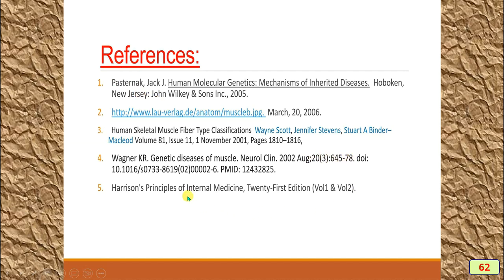Pasternak and human skeletal fiber type classification work, and many more, like Harrison's Principles of Internal Medicine, and many more books to read. And for veterinary anatomy, different anatomy books are available, or veterinary physiology or biochemistry. These are all supporting things from the original author.